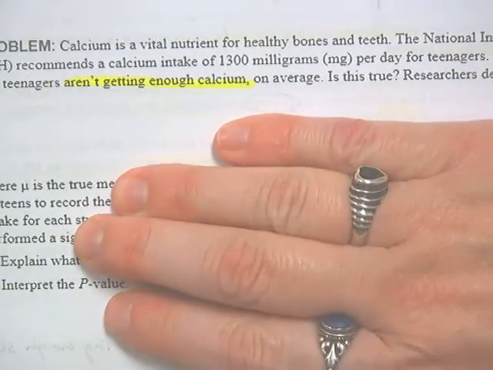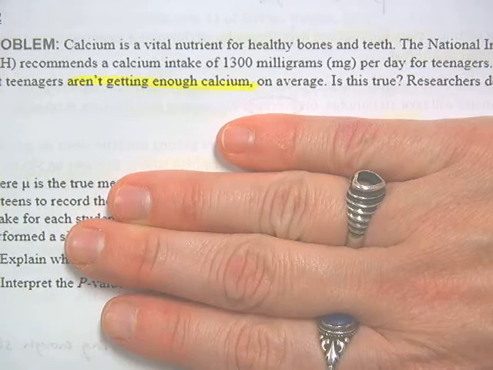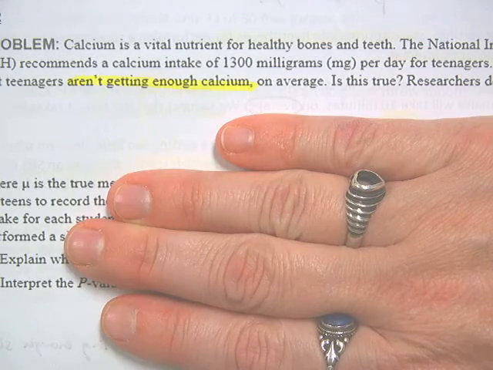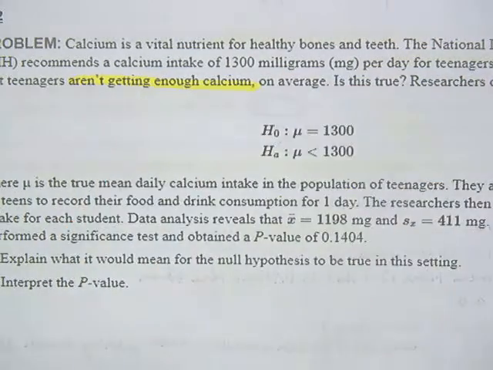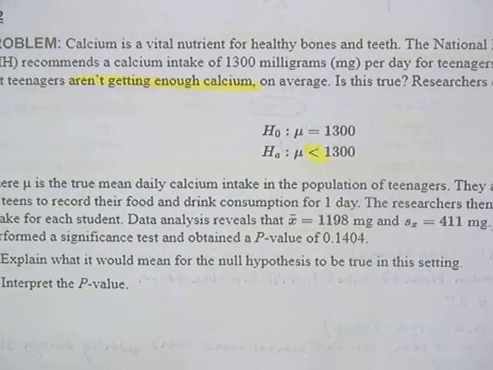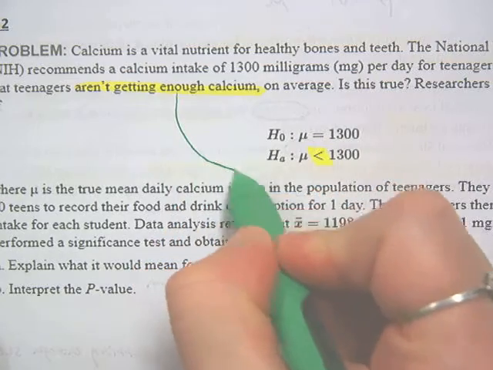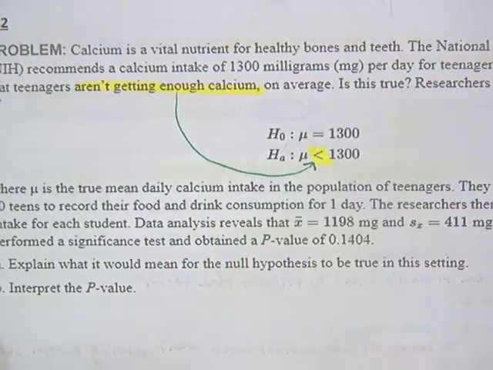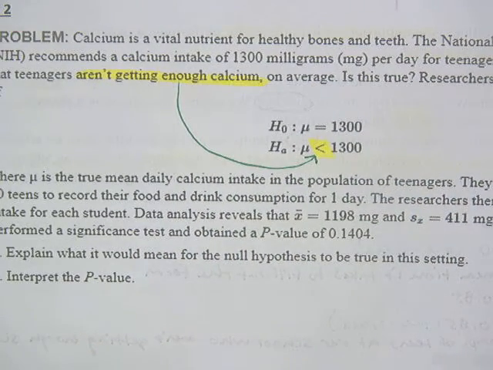So if I made you write the hypotheses, you would have to infer, well, if you're not getting enough calcium, then we think that you're probably getting less than the recommended amount. So tell yourself that's where this less than symbol is coming from, because eventually you're going to have to write your own. The hypotheses aren't going to be given to you. You're going to have to write it yourself. So if you're reading in the paragraph, I don't think I'm getting enough calcium, you have to really stop and think, that means I think that we're getting less than what we need.